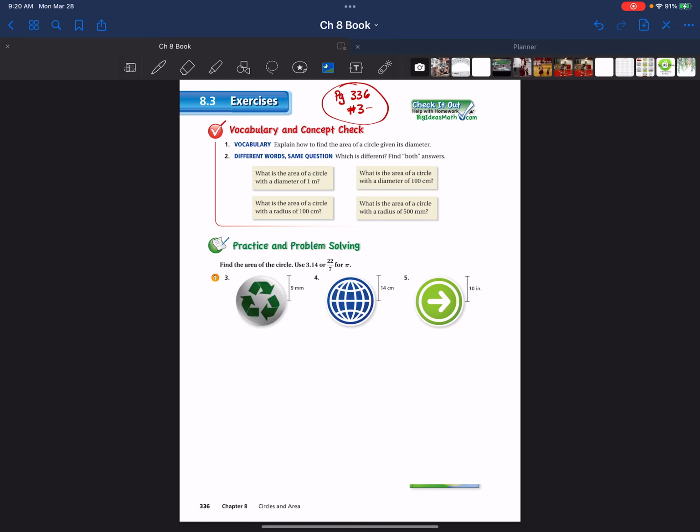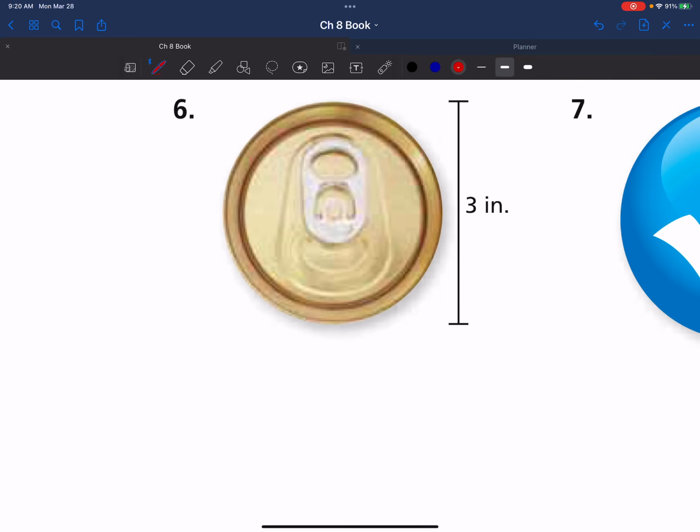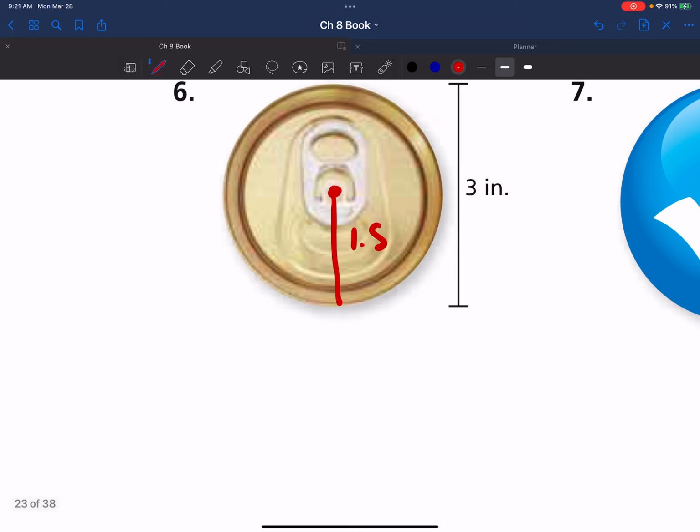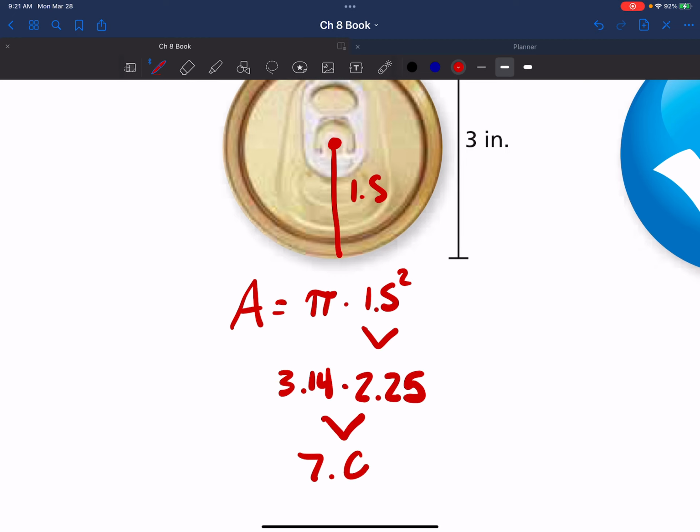All right, moving on. Number 6. This time they gave me a diameter. The whole diameter is 3, which means the radius is half of that. What is half of 3? 1.5. So I'm still going to plug in my formula: area equals pi times the radius squared. 1.5 times 1.5 is 2.25. 2.25 times 3.14, which is pi, you're going to get 7.065 inches squared.